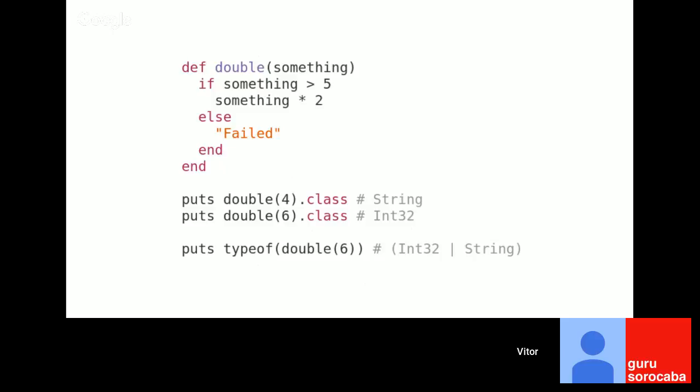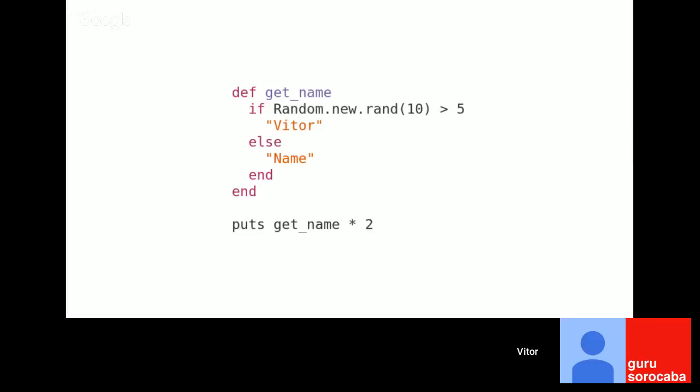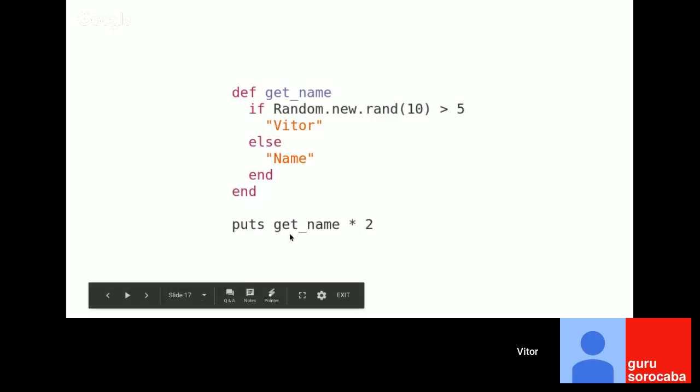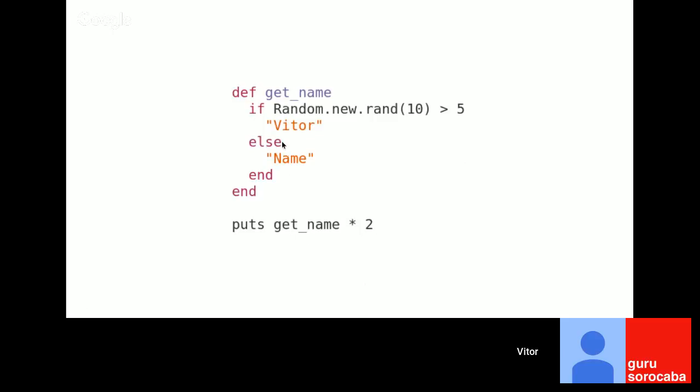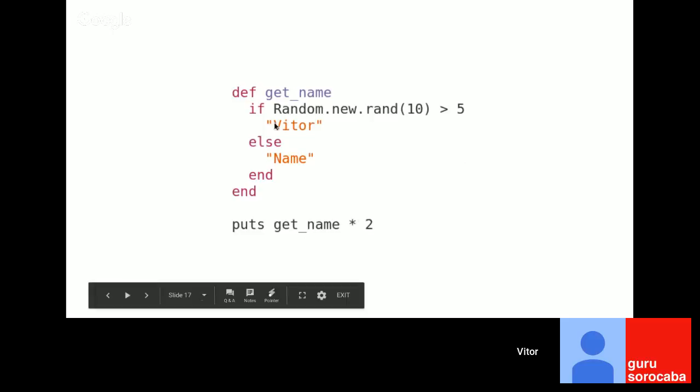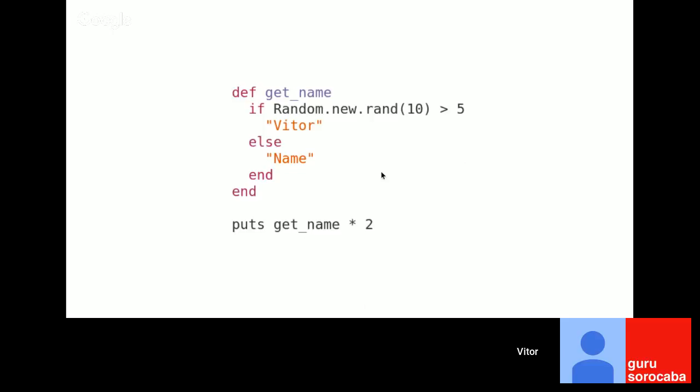And being compiled delivers some powers to Crystal, like this one. Here we just have a method called getName, and it will generate a pseudo random number. And if it is greater than 5, it will print Vitor, else it will print name. So both returns here are strings, and both strings have this star method. So we'll get Vitor and name because we will repeat the string.